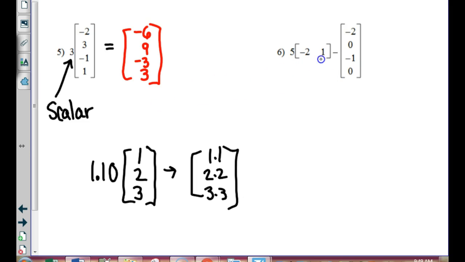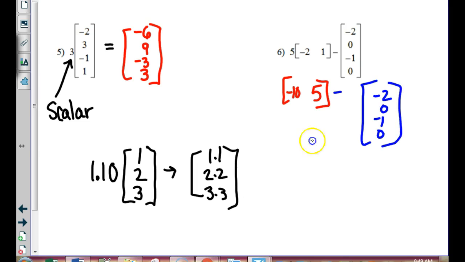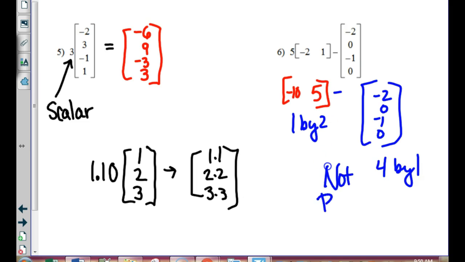Now, we could do this first step. We could multiply this, and it would be negative 10 and 5. Whoops, don't put a comma there. That's okay. But when we go to subtract, can we do that? They're not the same size. This would be a 1 by 2, and this would be a 4 by 1. Again, I just want you to make sure you're comfortable with the dimensions, but you cannot do this. Not possible.